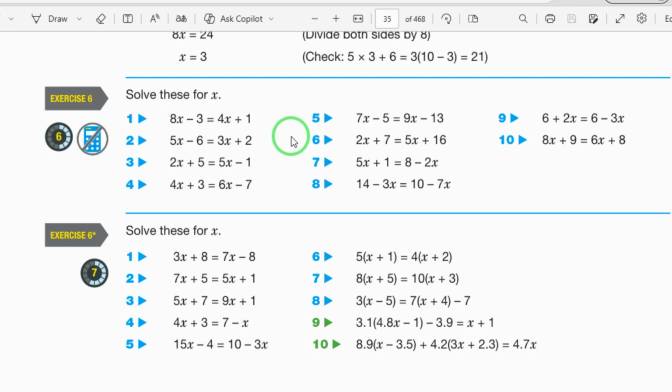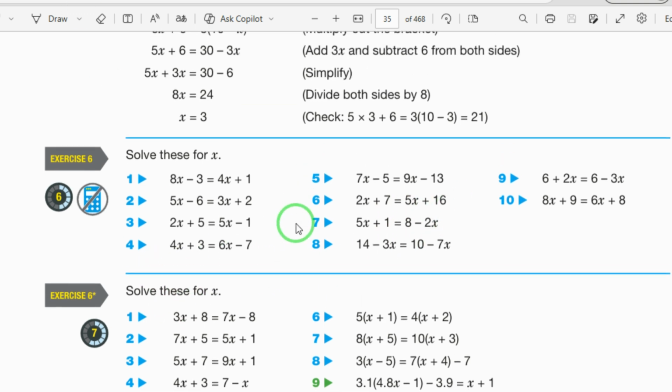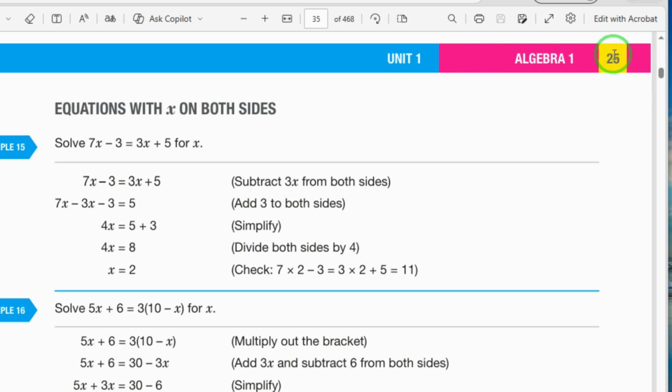Today we are going to work out exercise 6 and 6 star from the Excel book, page 25.